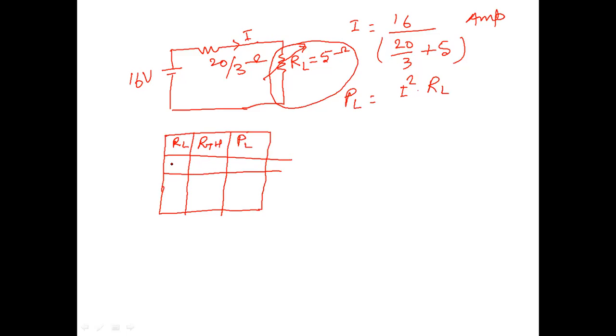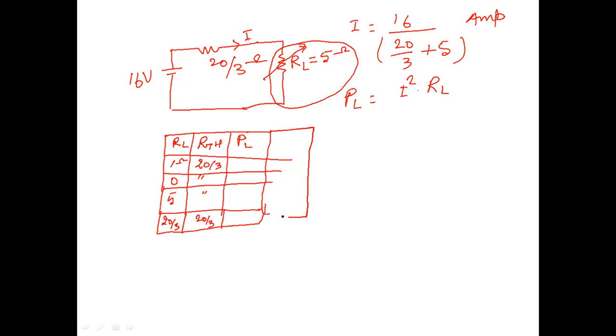Suppose I am changing RL to 1 ohm, and at another place I am writing it as 0 also. RTh will be the same, 20 by 3. And here I am writing 5 ohm, and RTh is the same. But here I am writing RL as 20 by 3, and RTh is also 20 by 3. So for all the cases, you just calculate this power.